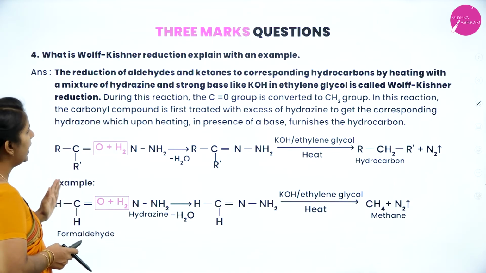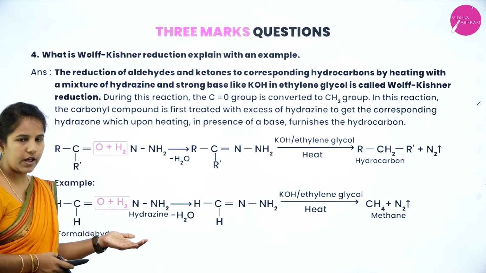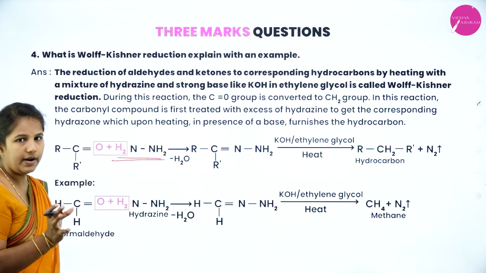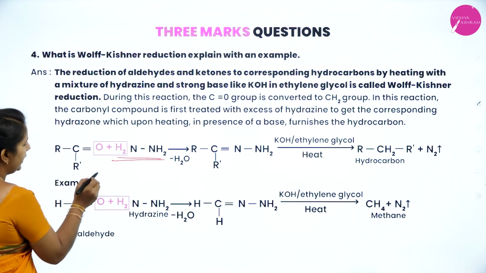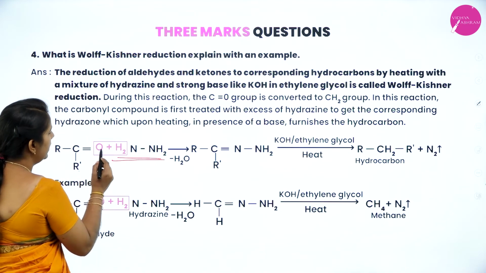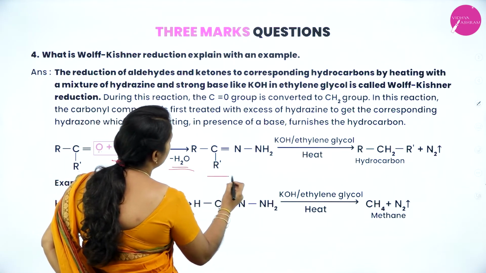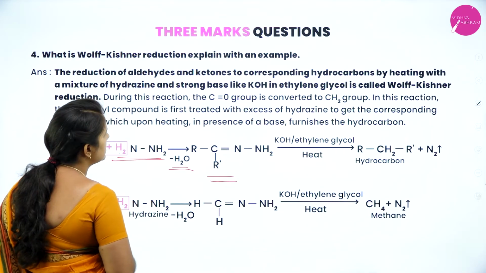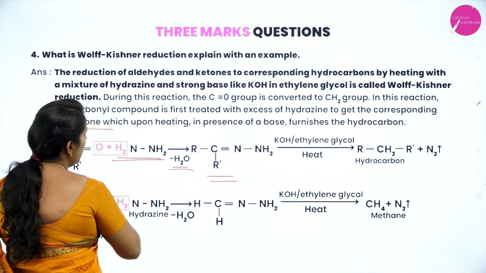So, reduction of an aldehyde or a ketone to the respective hydrocarbon in the presence of hydrazine, which forms a product which we call as what? Hydrocarbon. You can see that I have taken the example of a ketone here, R-C-double-bond-O-R', which we treat with hydrazine. What will happen? This oxygen and hydrogen combine to form water, which we can easily eliminate, and it forms an intermediate compound. This intermediate compound is a hydrazone, formed when we treat it with hydrazine.